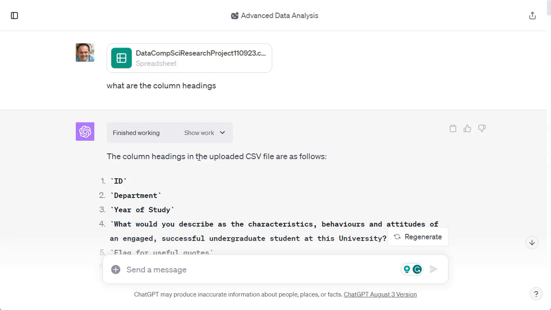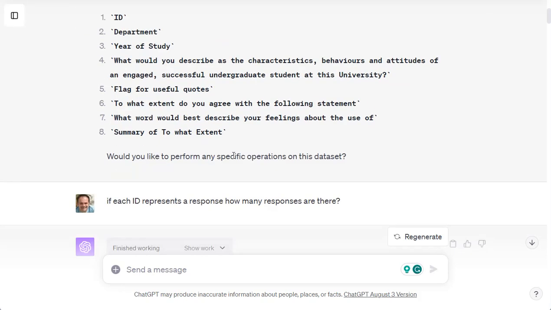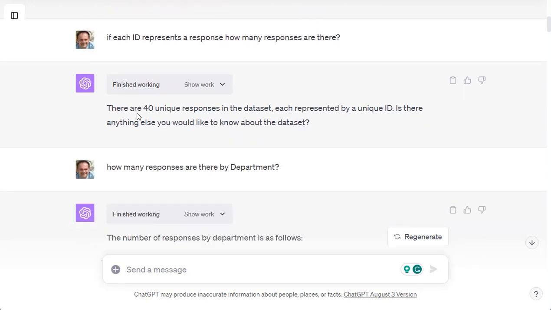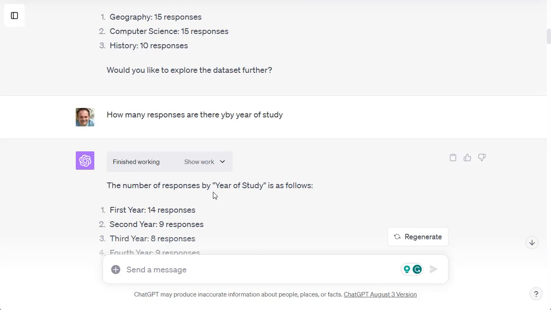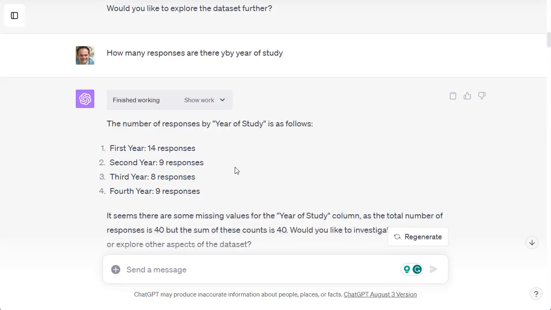So what I've asked it to do is type in things like, what are the column headings? Really simple. It just looks at the CSV file and returns all of the column headings. If each ID represents a response, how many responses are there? A really plain English, simple way of asking how many I've got in my survey? 40. How many responses are there by department? I get my department breakdown. Again, how many responses are there by year of study? And I get my year of study breakdown.